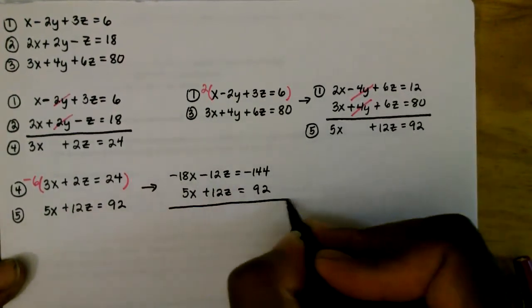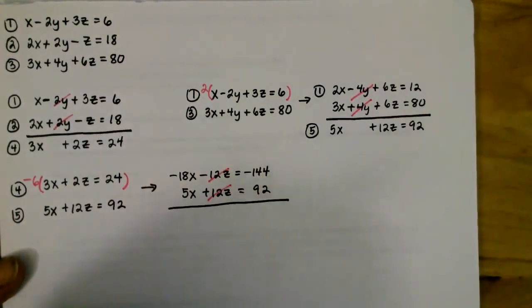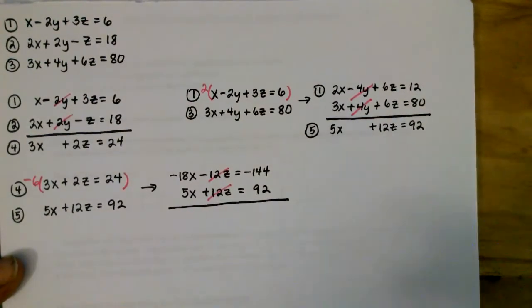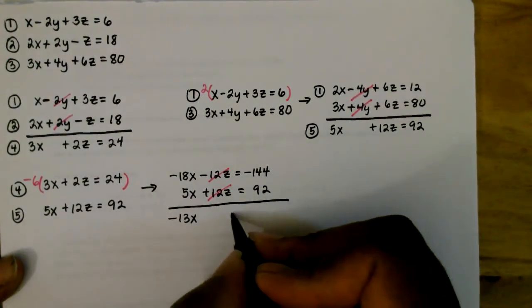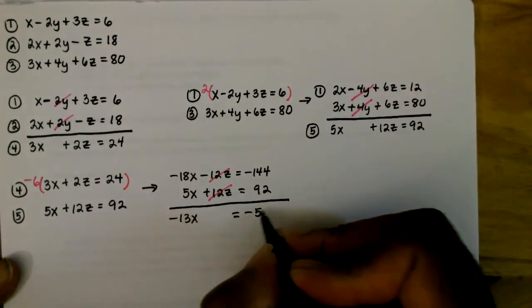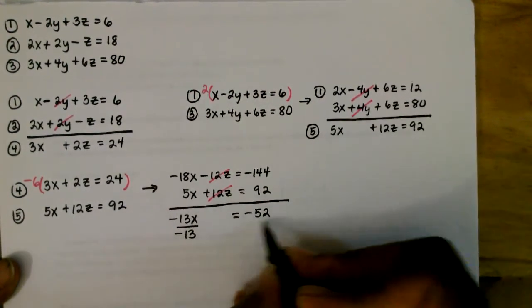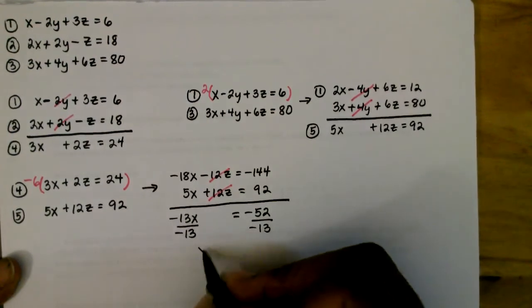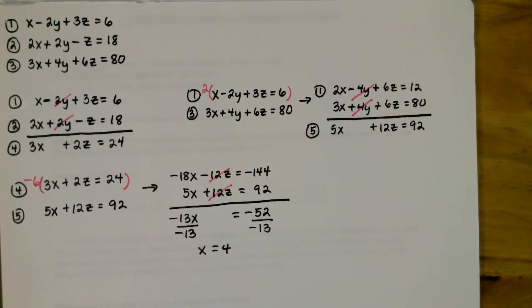And I'm going to add those two equations together. Add equations 4 and 5 together. Minus 12z and the plus 12z, they're gone. -18x and 5x will be -13x. And then that's equal to -144 plus 92, which would be -52. So I got -13x is equal to -52. Divide both sides by -13. You'll end up with x is equal to 4. So I know what x is. That's going to be equal to 4.